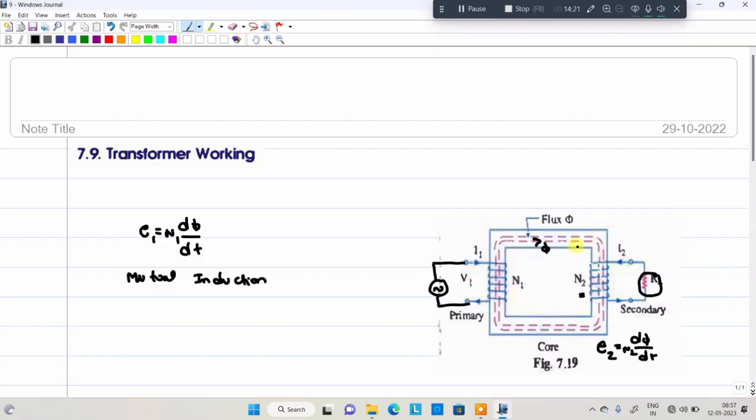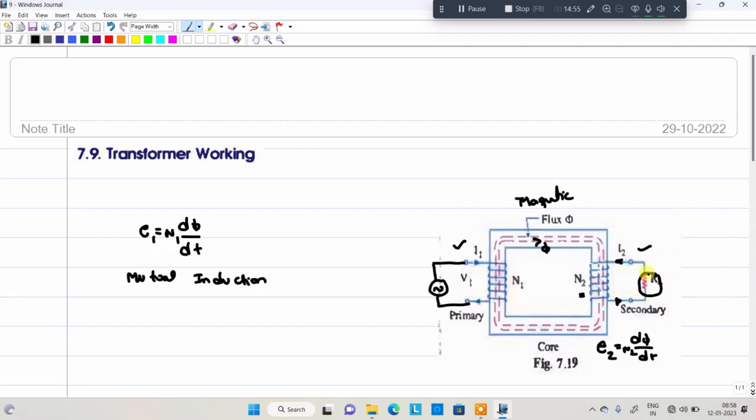Whenever the secondary winding is connected to the load, this induced EMF supplies electrical current to the load. Got my point? That means we are supplying current without any direct electrical connection. The entire link is magnetically coupled. We only transfer energy from one circuit to another magnetically. There is no electrical connection. That's why you can call it an isolation transformer. Okay, up to this it is clear.